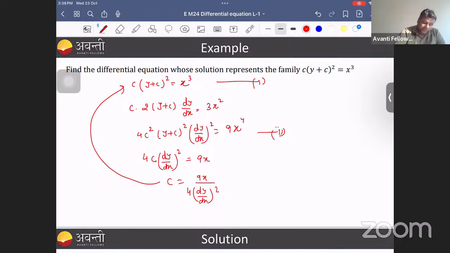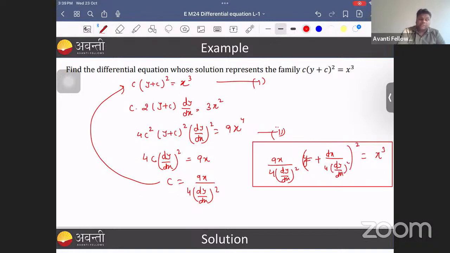Got it? So it will be 9x upon 4 into (dy by dx) whole square into y plus 9x upon 4 into (dy by dx) whole square is x. So this is the differential equation you have been looking for. Am I clear? Have a look once quickly.